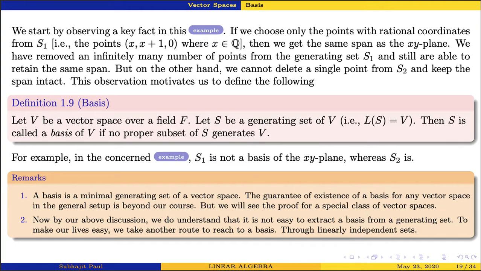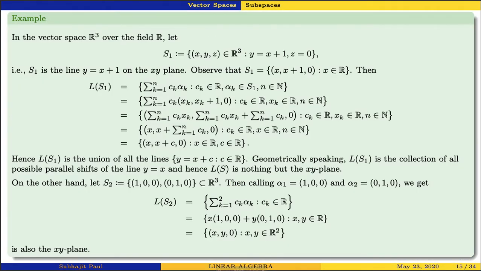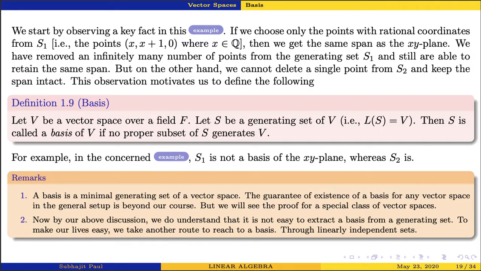Now, by our above discussion, we do understand that it is not easy to extract a basis from a generating set, right? See, from S1 we had removed infinitely many points and still are left with infinitely many points, and here in S2 just by the mere choice it turns out to be a basis. So if we start with S1, it is not a very easy thing to reach a basis from there. So we do understand that it's not easy to extract a basis from a generating set.